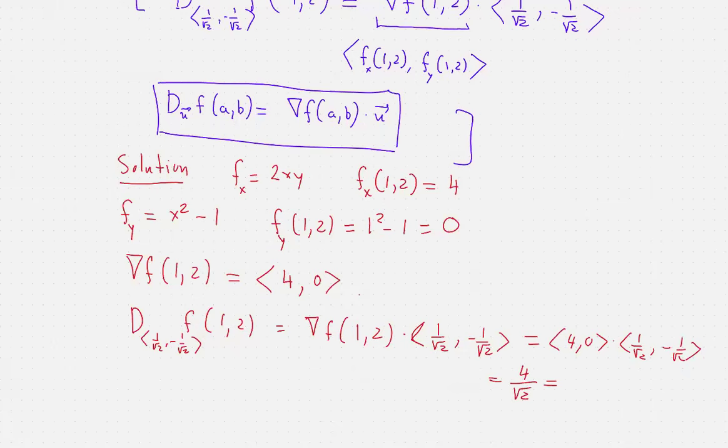And that's all. That means that if you're on the graph of f, and we move at the point (1, 2) in the direction of that vector, (1 over square root of 2, negative 1 over square root of 2), then the rate of change that we will experience is 2 square root of 2.